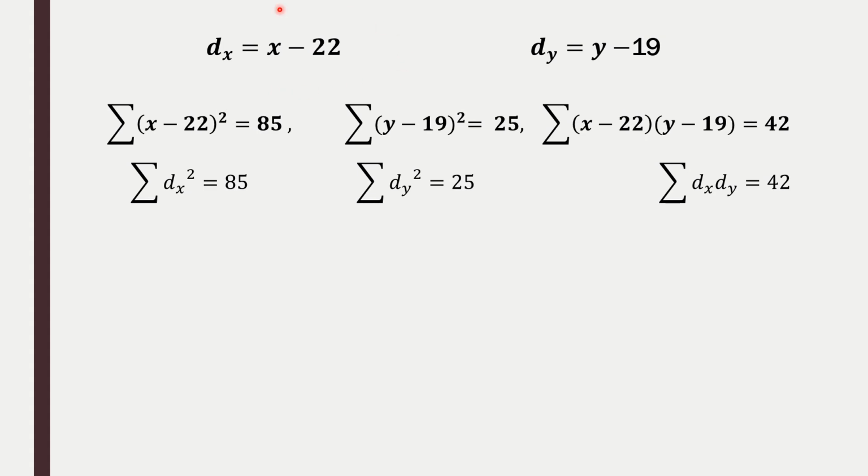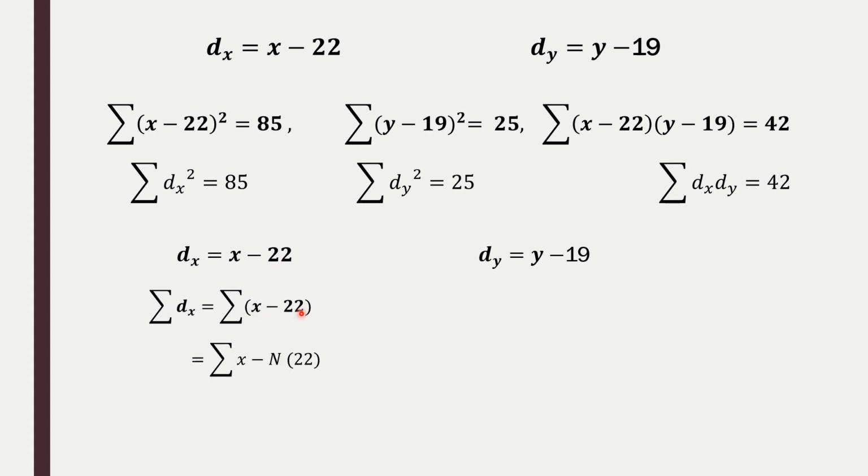Next, we want to calculate summation dx and summation dy. So what is summation dx? We know dx is equal to this. Take summation on both the sides. If you take summation on both the sides, summation of x minus 22. Take summation inside, we will get summation x minus n into 22. As there is no x and y here, I'll get n into 22. Now summation x is given in the problem as 225. N is given as 10 in the problem. Substituting everything, we will get summation dx to be equal to 5.